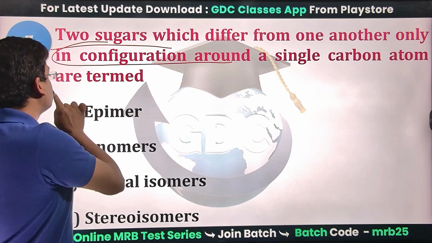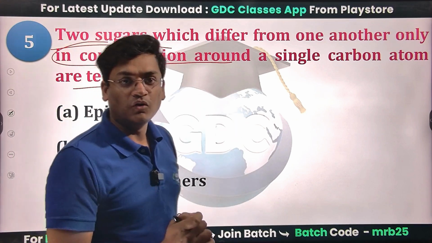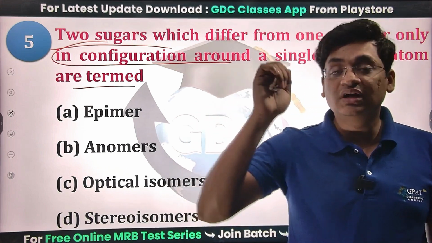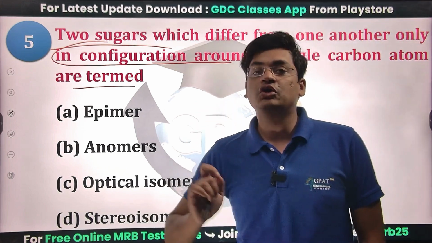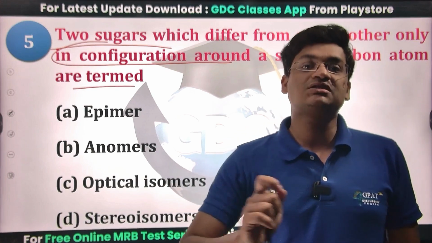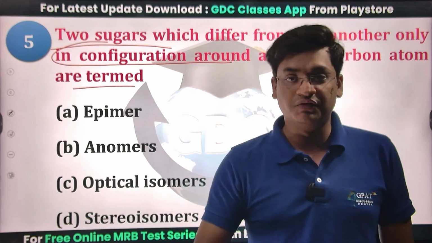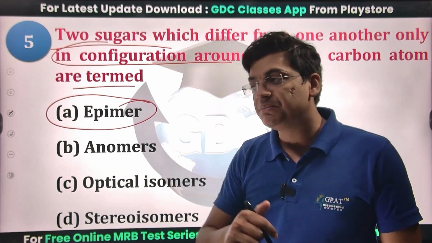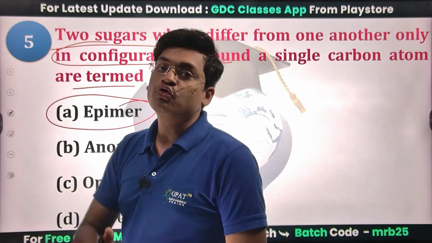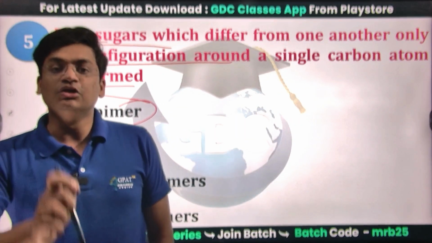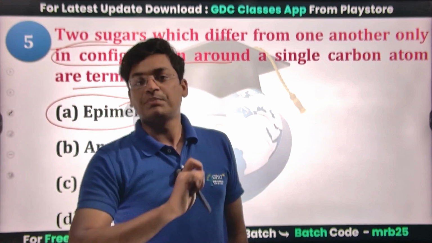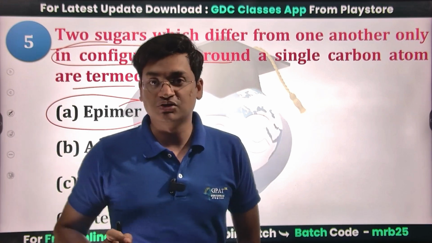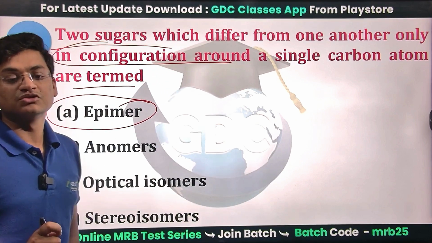Now the next question: two sugars which differ from one another only in configuration around a single carbon atom are termed as what? Compounds that differ in stereochemistry at only a single chiral carbon are known as epimers of each other, like glucose, galactose and mannose. Glucose and galactose are C4 epimers of each other, and glucose and mannose are C2 epimers of each other.